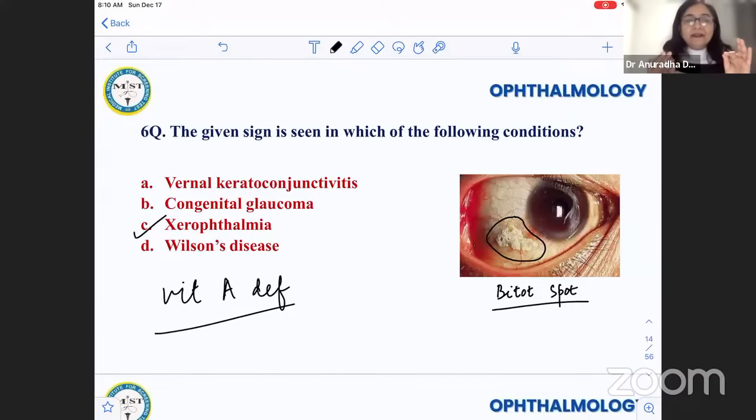VKC, vernal keratoconjunctivitis, is your spring catarrh. You see giant papillae there. You see Horner-Trantas spots there. Congenital glaucoma, the whole eye is large sized, there is a large sized cornea. Wilson's disease, you see the KF ring. So this is a simple Bitot spot.